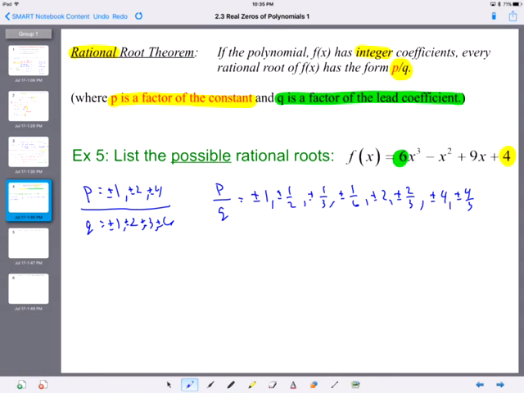So this is just a list of the possible rational roots for this polynomial function. There are no other possibilities as to where the graph is going to cross the x-axis, at least not on the rational side. Okay, so these are the only rational roots that are a possibility.